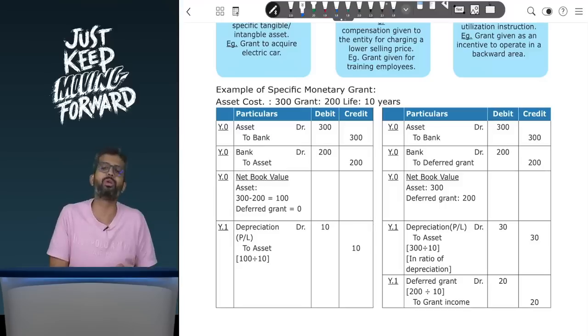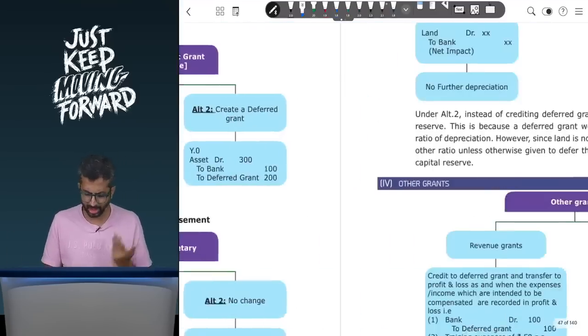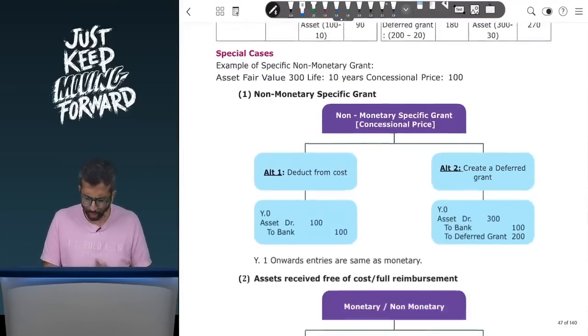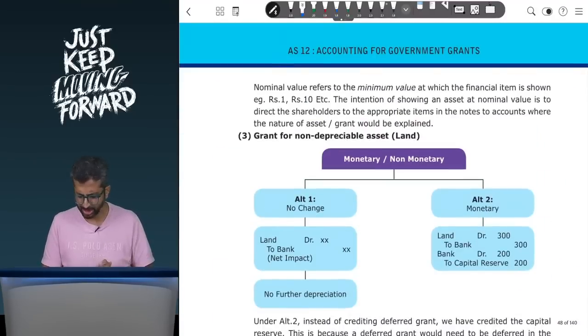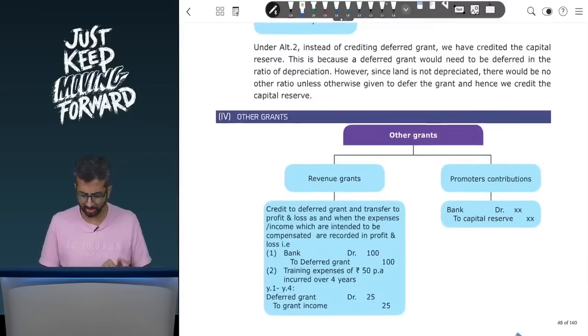The 200 rupees will be taken into the capital reserve because land is not going to be depreciated. That is what the standard kind of guides you. So there are quite a few adjustments for that. Next you have, so this is what we discussed about land, for example.